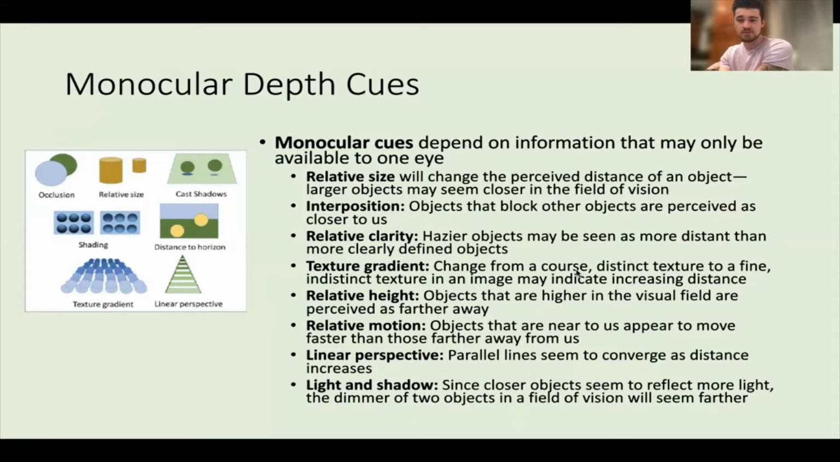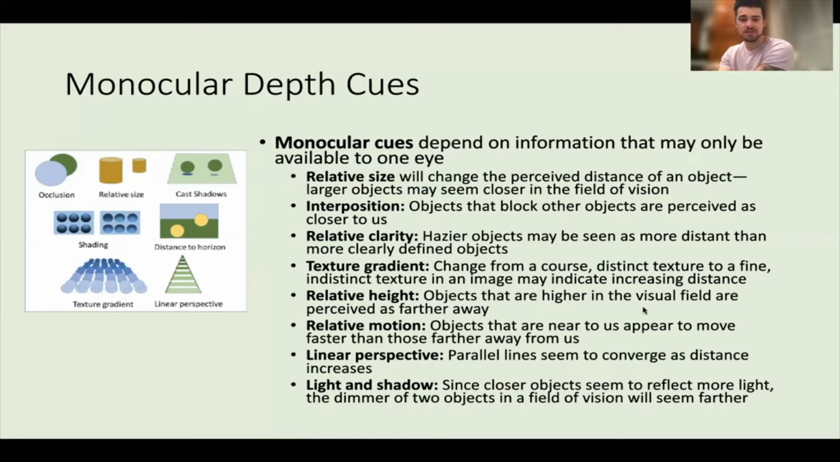Texture gradient, a change from a coarse, distinct texture, that should be C-O-A-R-S-E, coarse distinct texture to a fine indistinct texture in an image may indicate increasing distance. So you can look over here at this texture gradient. If we have smoother shapes in the front and more indistinct shapes in the back, this texture gradient will make it seem as if we are moving farther away.